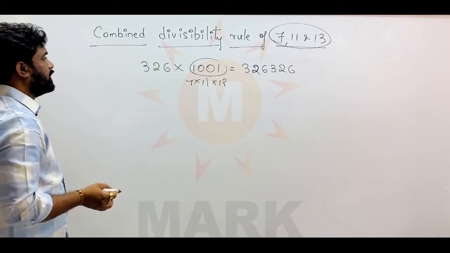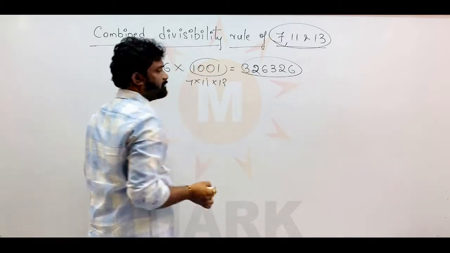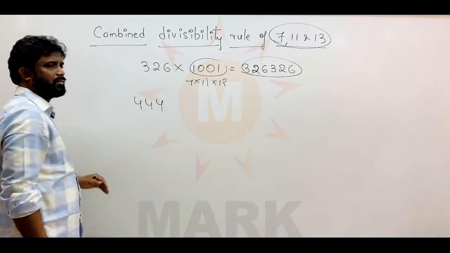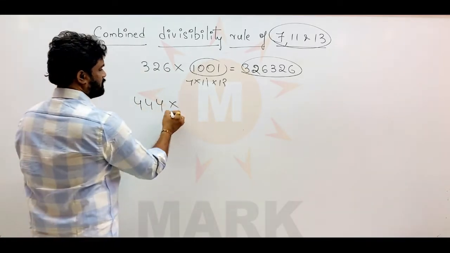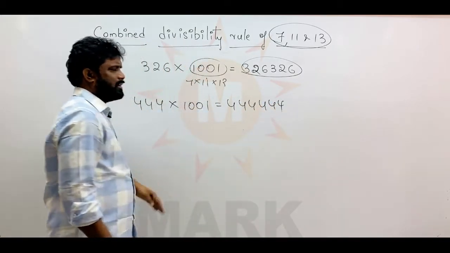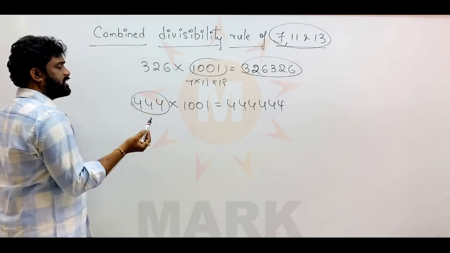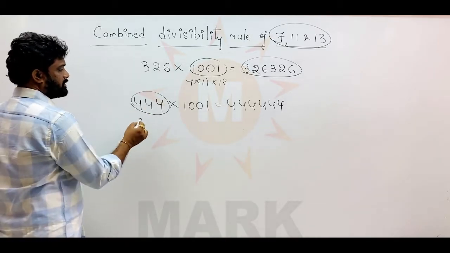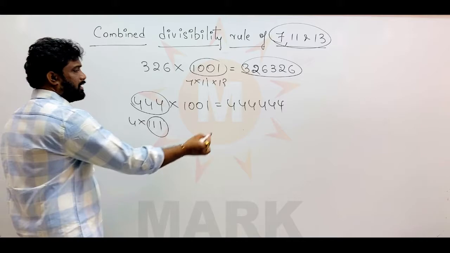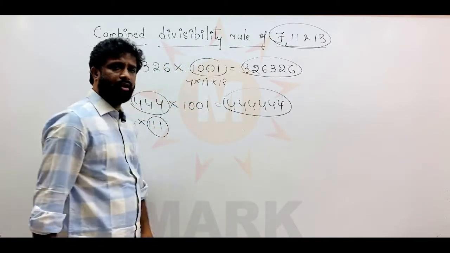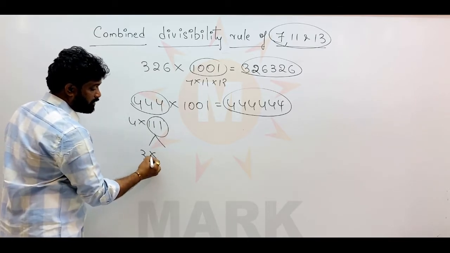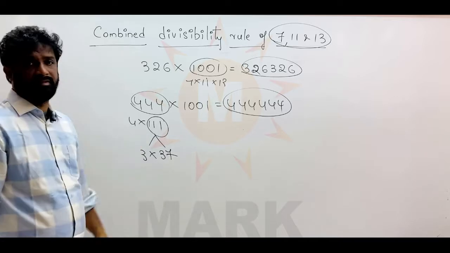Now if this number has all the digits the same, suppose 444, a 3-digit number with all the same digits, then also you can write 444 and 444 with 1001. But you know this 3-digit number is always divisible by 111, because 444 is 4 times 111. That means this number should also be divisible by 111. But what is 111? 111 is nothing but the product of two other prime numbers, 3 and 37.